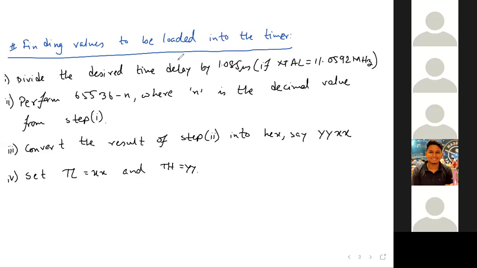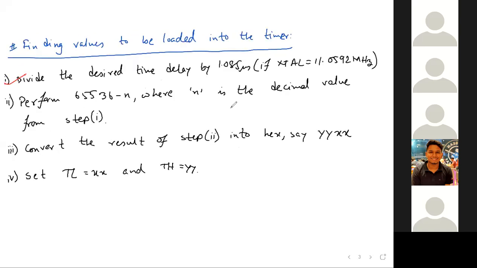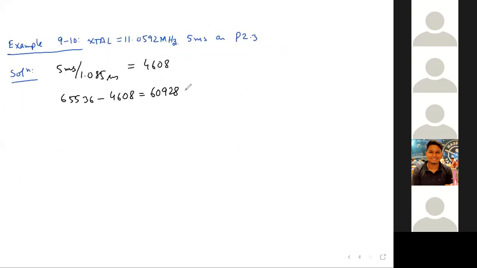Now, we have completed this first step. Then perform 65536 minus n. According to the next step, 65536 minus n is 4608. If that is the case, how much do we get after this subtraction? So 60928. Then convert the result of step 2 into hex. If I convert this into hex, how much do I get? So EE00 in hex.